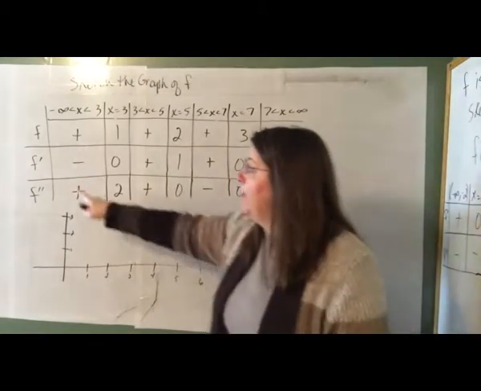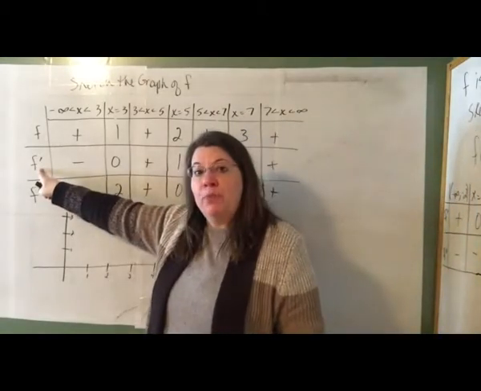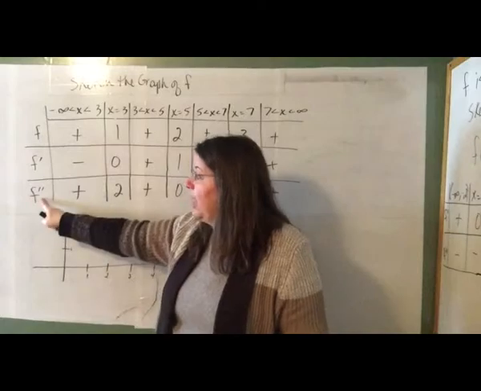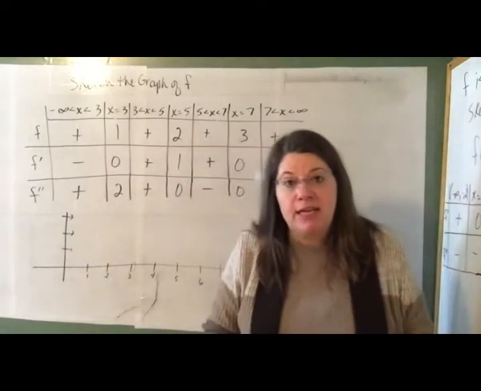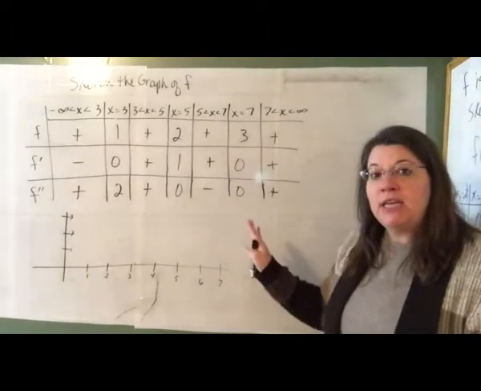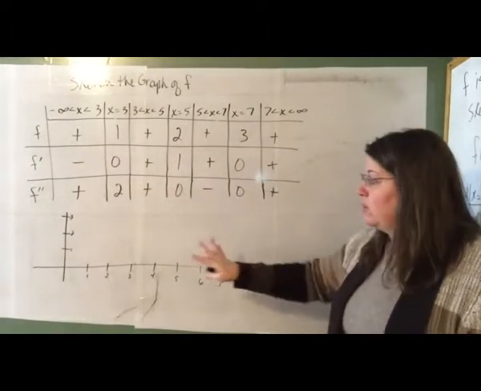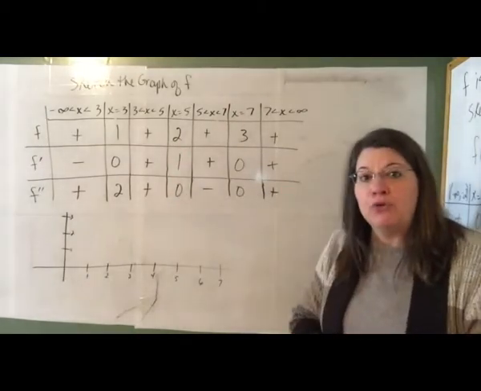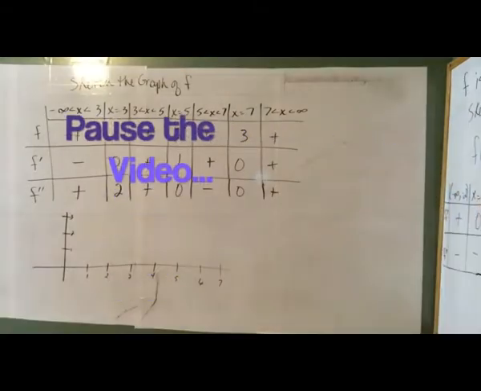Remember, f prime represents the slope of the tangent line, and f double prime represents the concavity of the function. So I'm going to let you pause the video, get all this information down, draw your graph, and then I'll walk you through how we would do this problem.